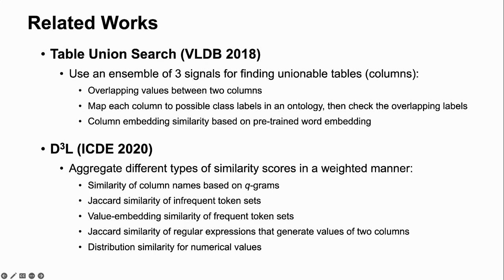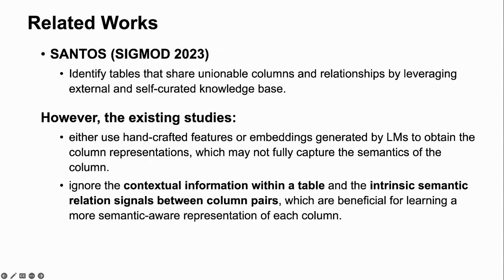D3L is another work, which aggregates different types of similarity scores in a weighted manner. Specifically, it uses similarity of column names based on q-grams, Jaccard similarity of infrequent token sets, value embedding similarity of frequent token sets, Jaccard similarity of regular expressions that generate values of two columns, as well as distribution similarity of numerical values. More recently, Santos is designed to identify tables that share unionable columns and relationships by leveraging external and self-curated knowledge bases.